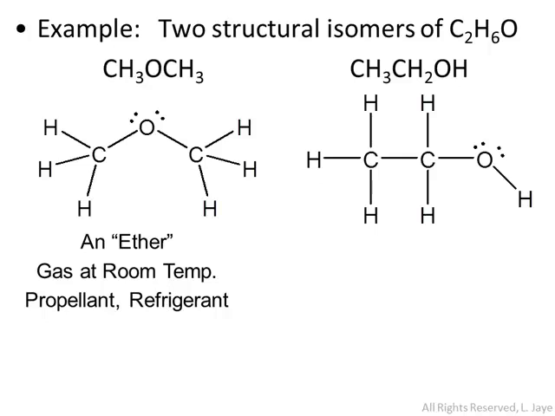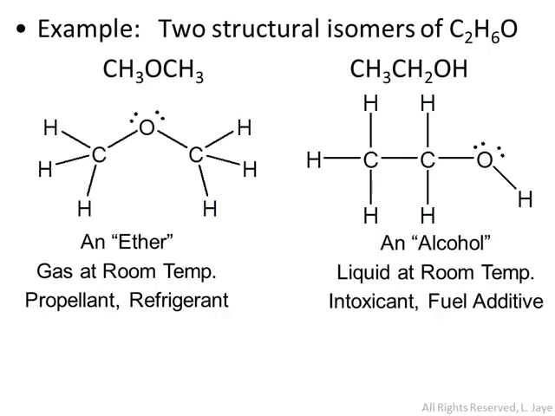Let's contrast that with the compound on the right. The functional group that's present in this compound is the alcohol functional group. Specifically, this is what's called ethyl alcohol, or simply ethanol. Ethanol is a liquid at room temperature, and we know it as an intoxicant because it's what's present in beer, wine, and liquor, but it's also used as a fuel additive. These two compounds share the same chemical formula, but they have little else in common. It's a classic example of structural isomerism.